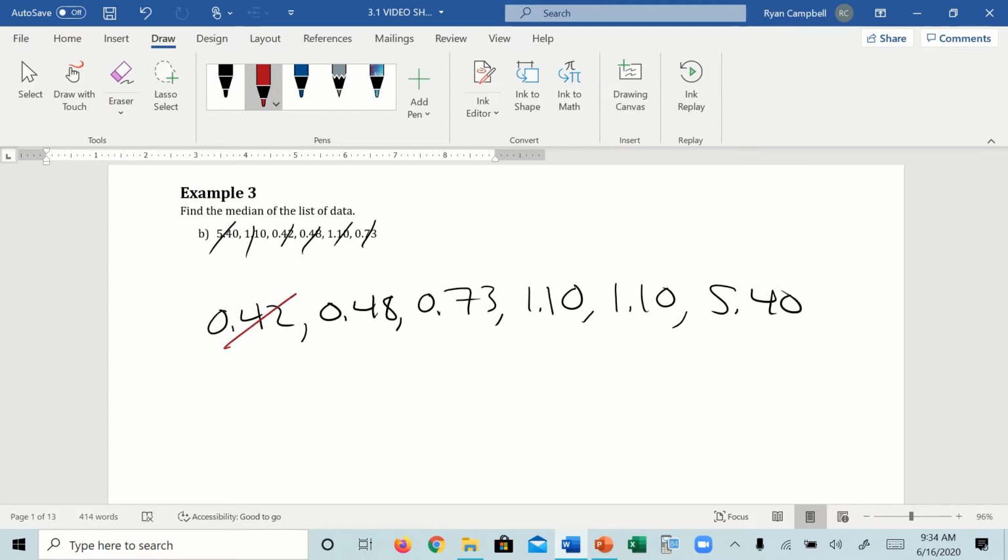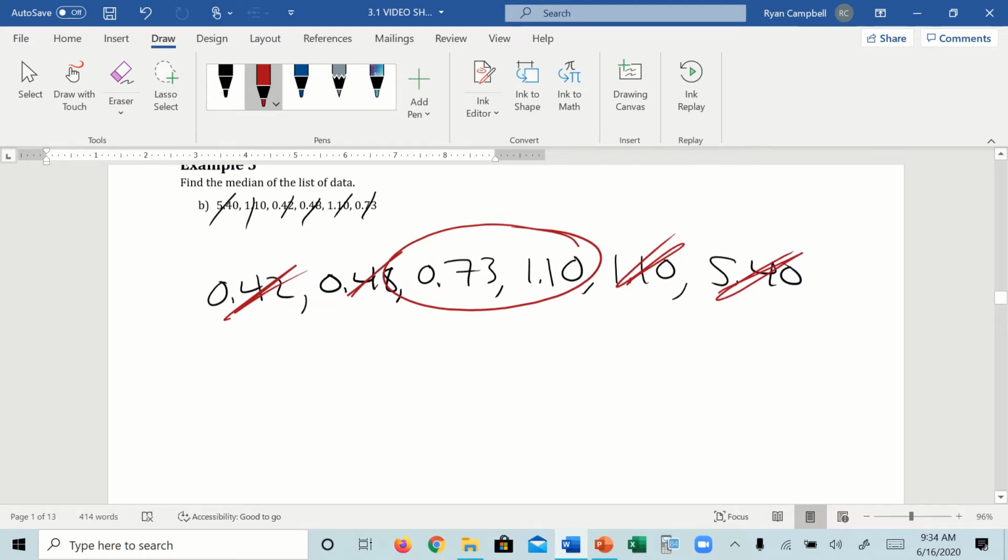All right, to find the middle, take the first and last. Well, this time we have 2 numbers. Well, we can only have one answer for the median. You can't have 2 answers for the median. So what number is in the middle of these 2 numbers? How could we find that?